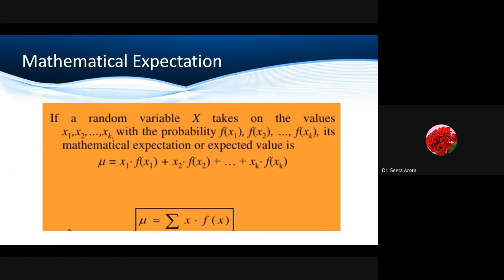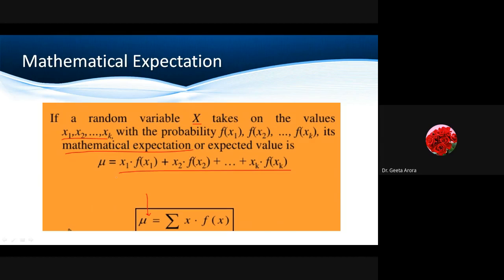Let's see the other slide. Here we see the same thing that I have described coming up. The first thing is this is mu, which is the representation of the mean, but actually it is the mathematical expectation. If a random variable capital X takes the values x1, x2 up to xk, and their probability functions are fx1, fx2 up to fxk, then the expected value or mathematical expectation is given by this formula. This is when it is discrete.